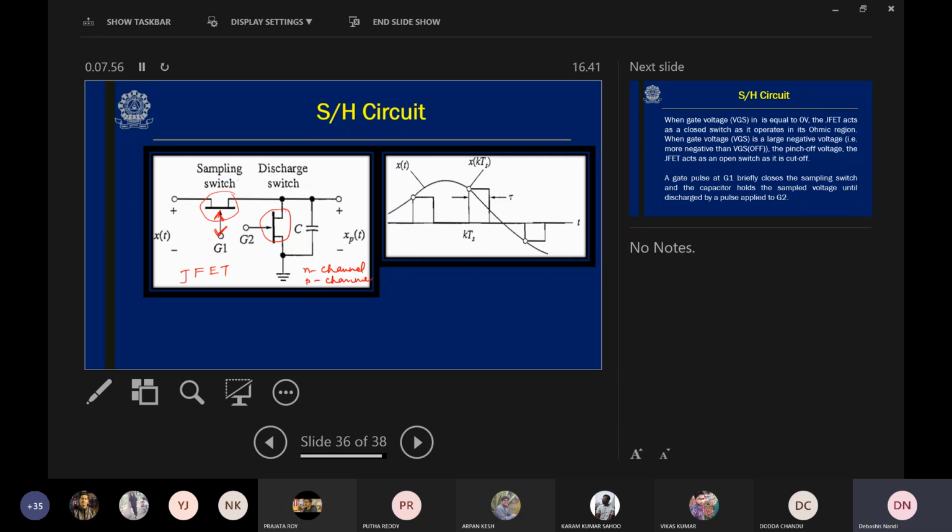The arrow sign is put on the gate to understand what type of JFET this is, whether it is N-channel JFET or P-channel JFET. For N-channel JFET, the arrow sign will be towards this, and for P-channel it will be away from this. Now, this first JFET is acting as a sampling switch, and the second JFET is acting as a discharge switch. How can a FET act as a switch? Do you have any idea on this?